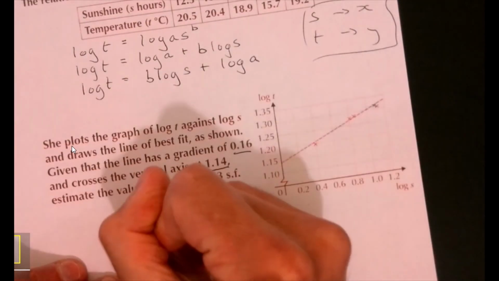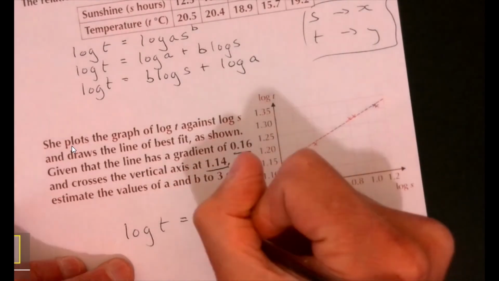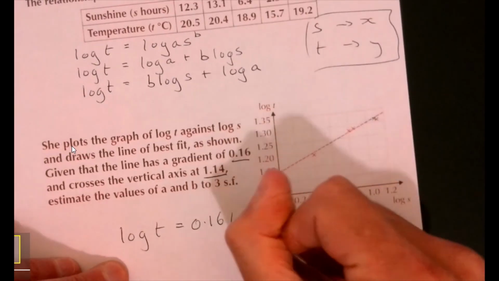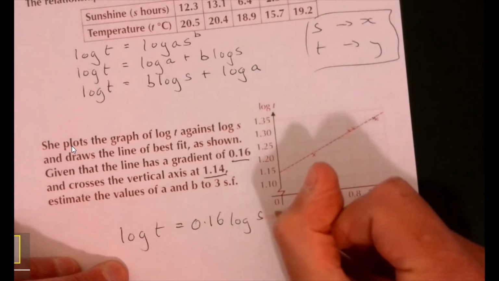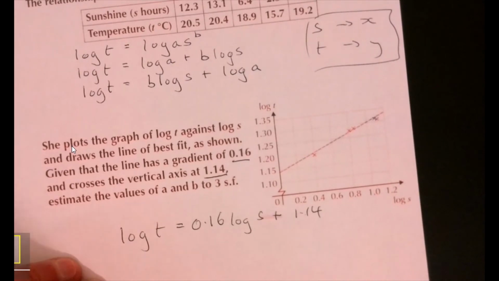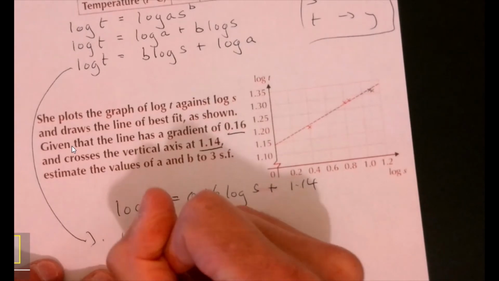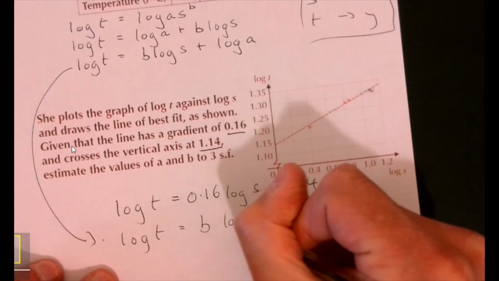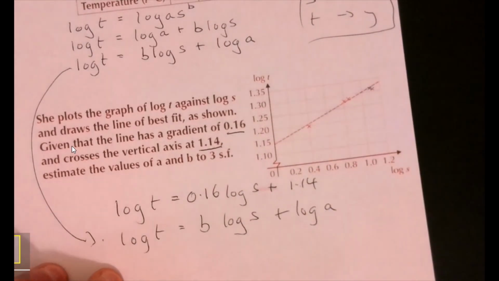So let's write log t equals the gradient times this bit, but it's log s. So log s, and then plus the y-intercept, so plus 1.14. Now, look at what I wrote down before. I wrote log t equals b log s plus log a.